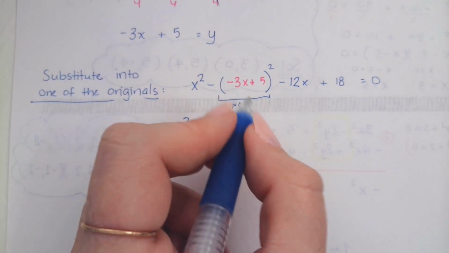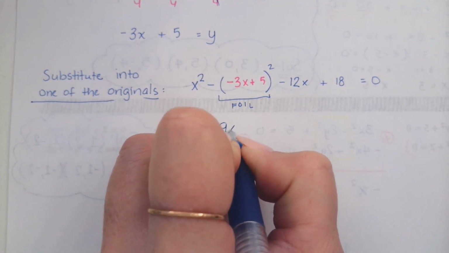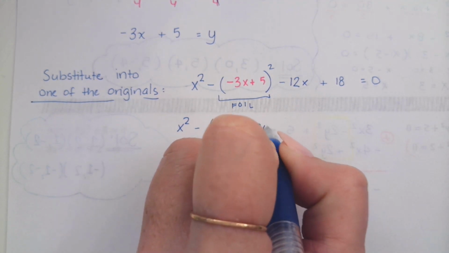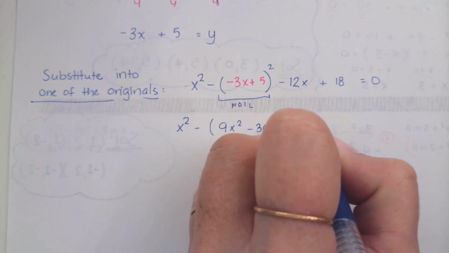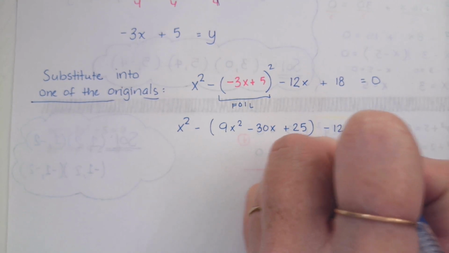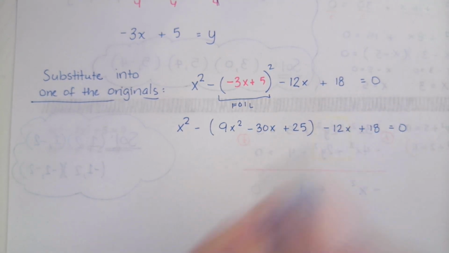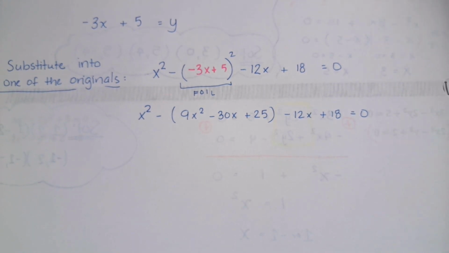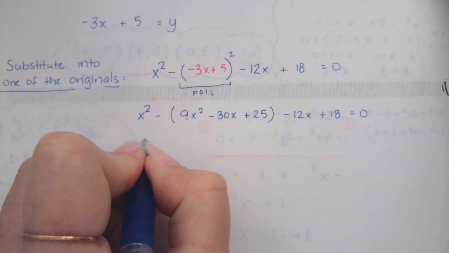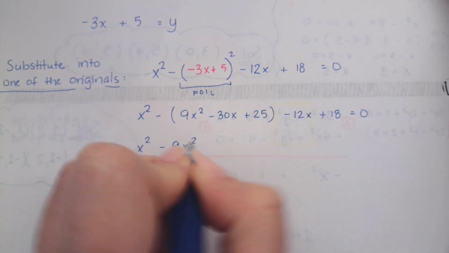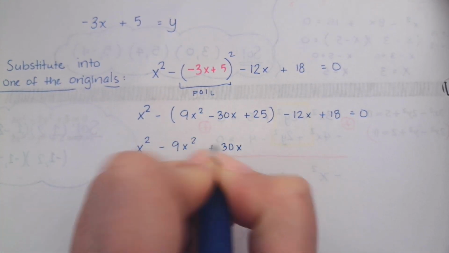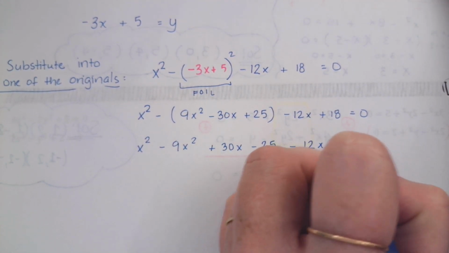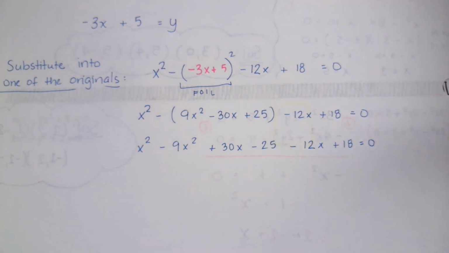That would give me negative 3x times negative 3x would be 9x squared. And then that would be negative 15x and another negative 15x, which would be negative 30x plus 25 minus 12x plus 18 equals 0. And then distribute that negative: x squared minus 9x squared plus 30x minus 25 minus 12x plus 18 equals 0.